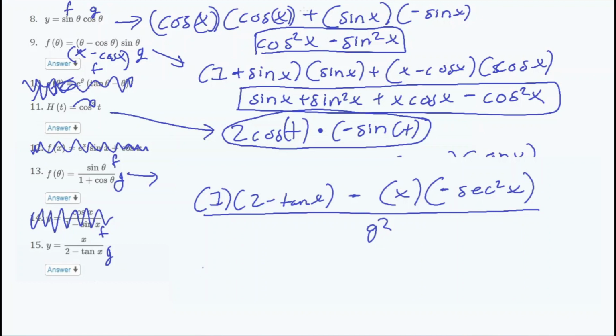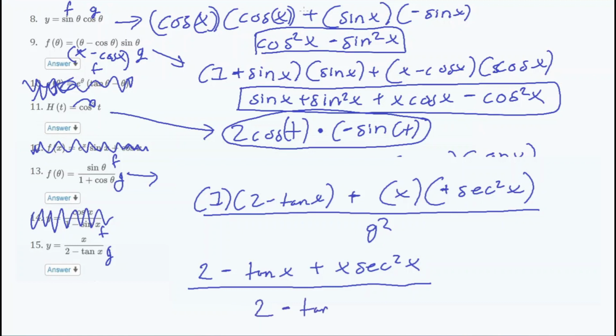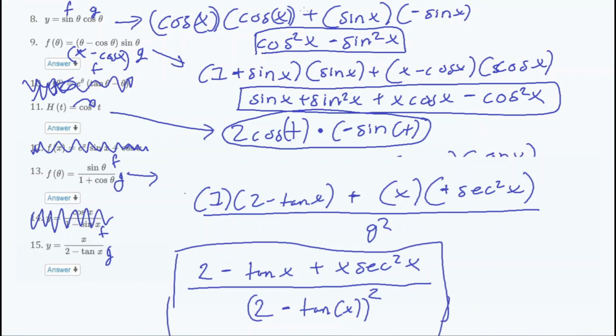So if we simplify the top, we're going to have 2 minus tan x, and that's going to be plus x secant squared x, because we have a negative and then a negative over here, so that would be plus. And we can't simplify this any further, so we can write the denominator, which is going to be 2 minus tan x, and that's going to be squared. And that is our final derivative for number 15 using the quotient rule.